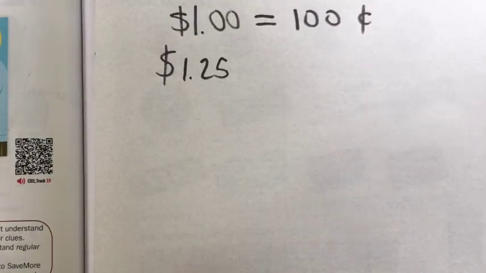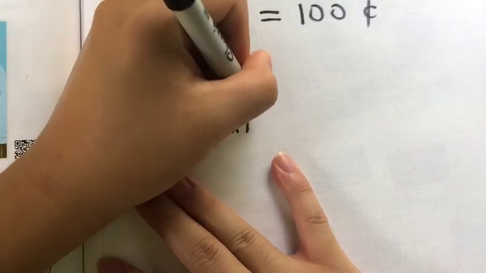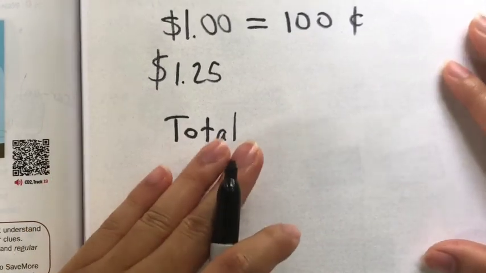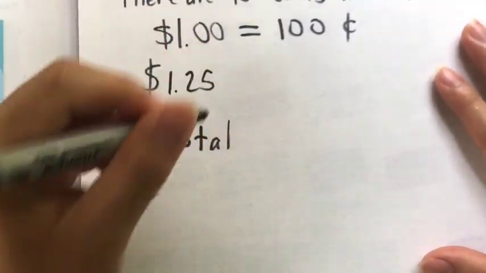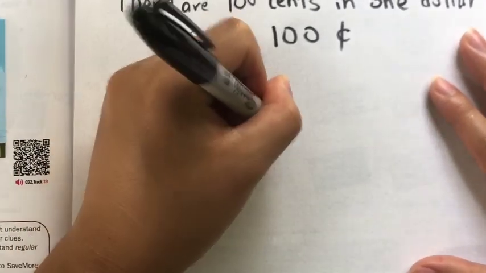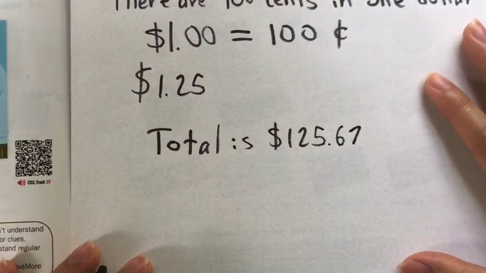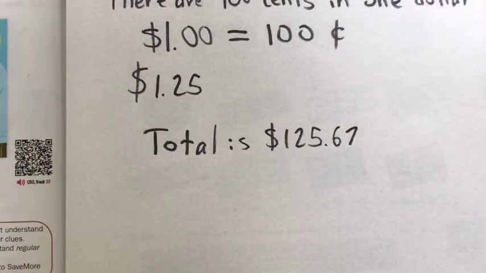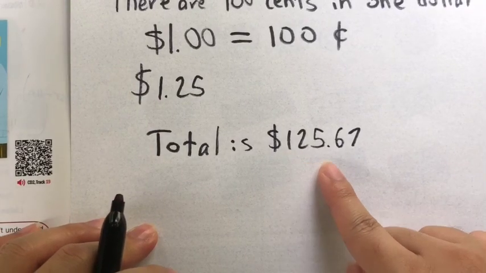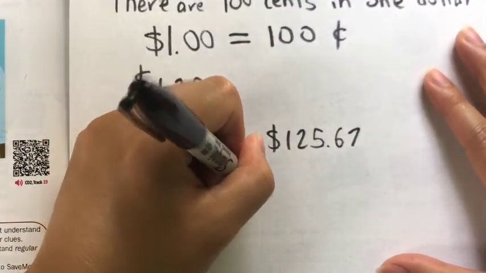All right, so if you go shopping, you need to pay the total. The total is how much money everything costs together. So if the total is this, what's the total? The total is $125.67.